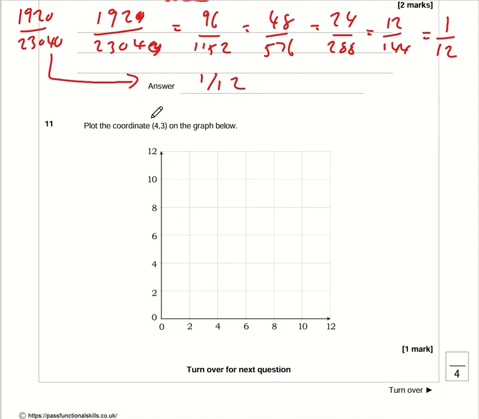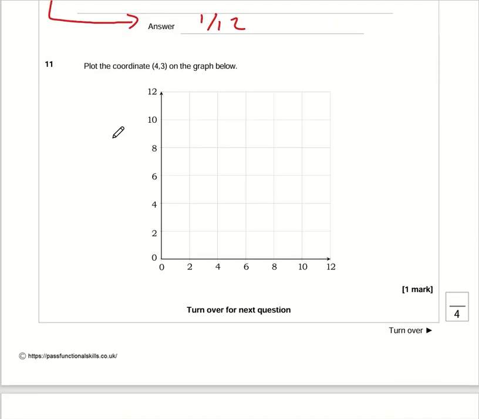Question number 11, plot the coordinate 4, 3 on the graph below. So we need to remember that we go along the corridor and then up the steps. So we're going along 4 and then up 3. So along to 4 and up to 3. So the only difficulty here is there isn't really a 3, but 3 is obviously halfway between 2 and 4. So along 4 and up to 3. So halfway between 2 and 4 takes us to that point there.